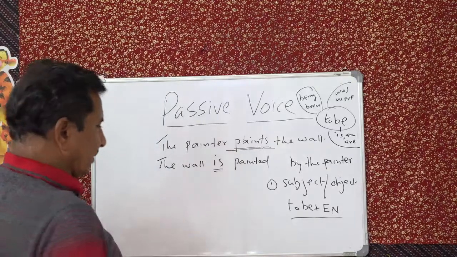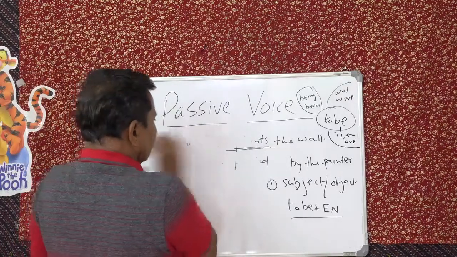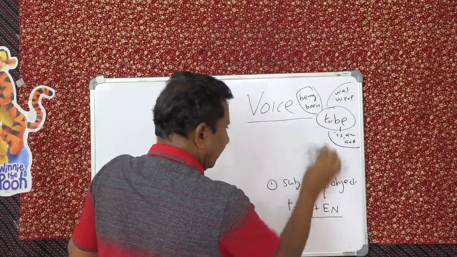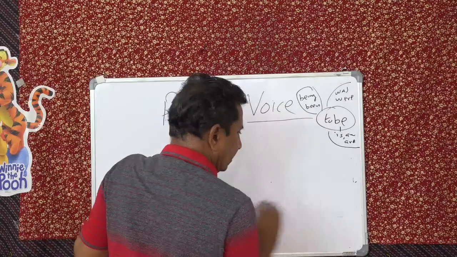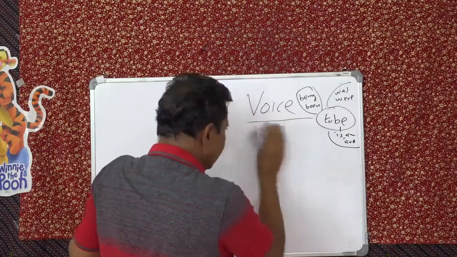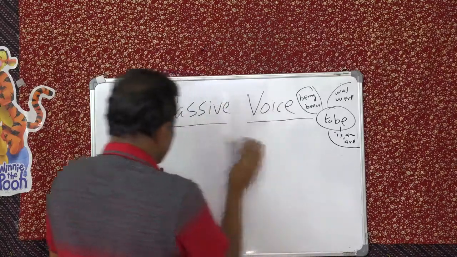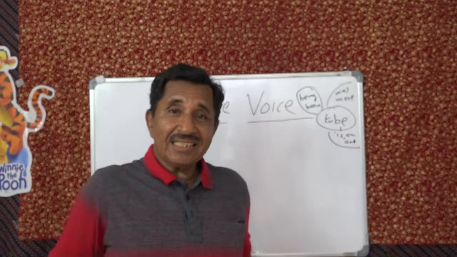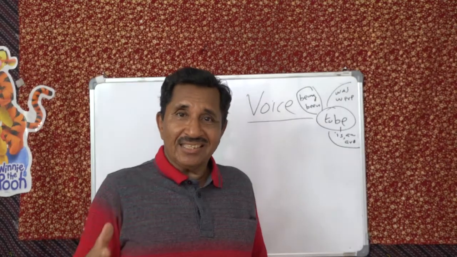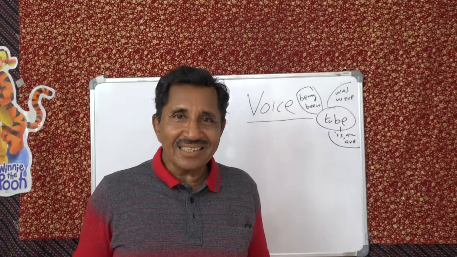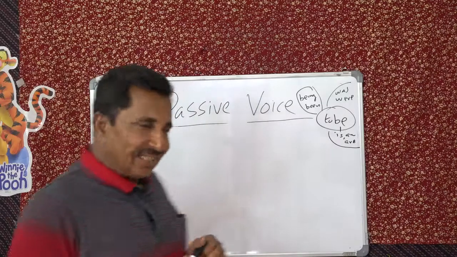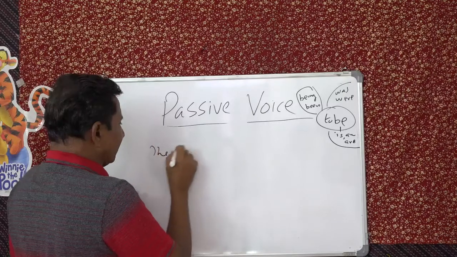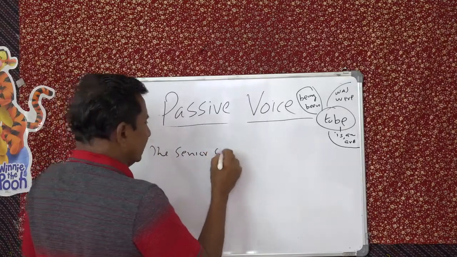Okay, let's see one more example. We can have any number of examples. The old man played tennis. These days, senior citizens are very healthy. I myself am a senior citizen. The senior citizen is playing tennis. So let us say like that. Or instead of old man, you can say the senior citizen.